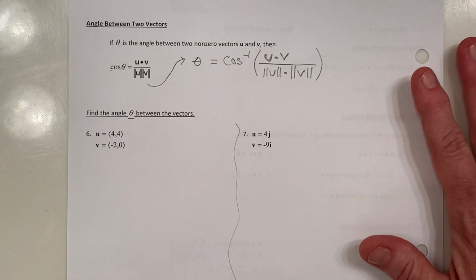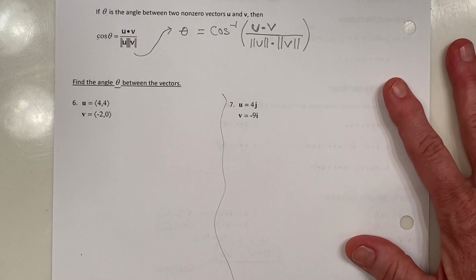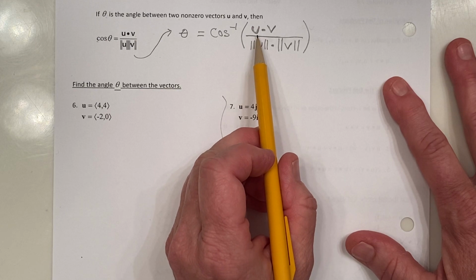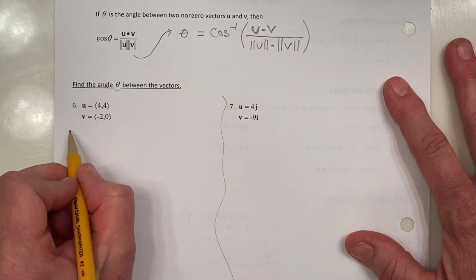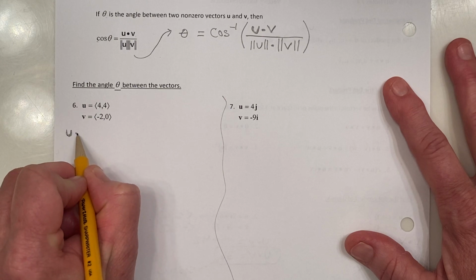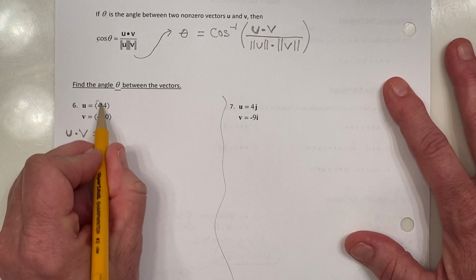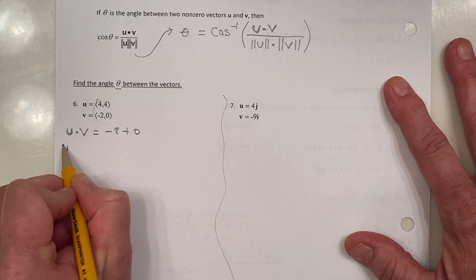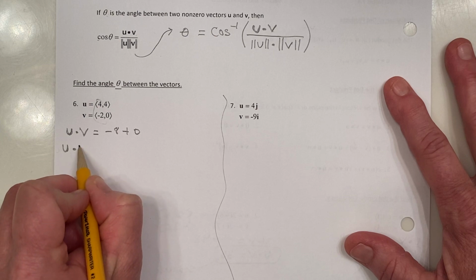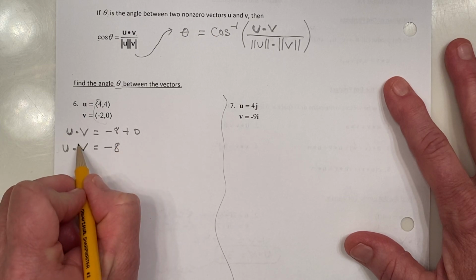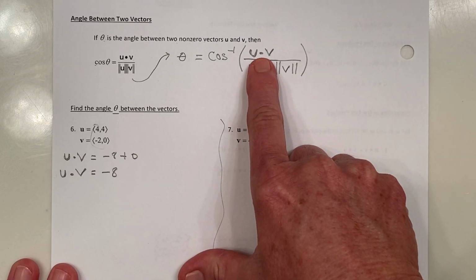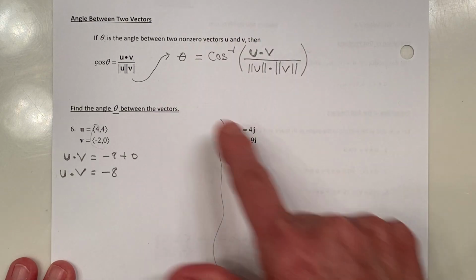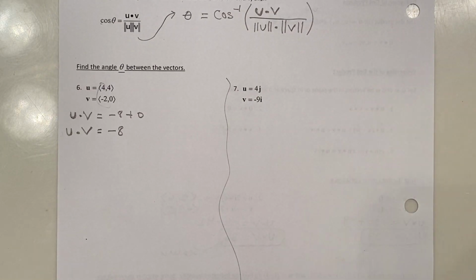All right, so the directions here for examples 6 and 7 are to find the angle theta between the vectors. It looks like I'm going to need some things. I'm going to need the dot product of u and v, so let me do that first. The x components multiplied, added to the product of the y components. So u dot v equals negative 8. So in my formula, I've got the numerator. Now let me find the magnitudes of each of the two vectors. And then I'll put it all together so that I can go to my calculator if need be to get theta.